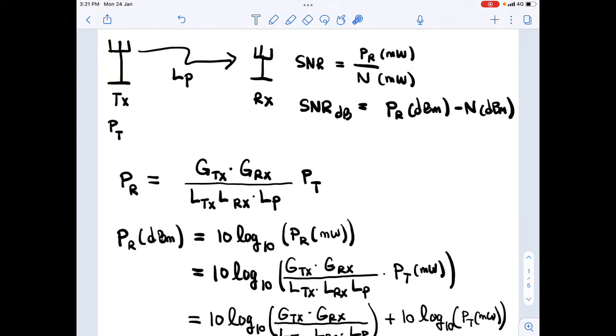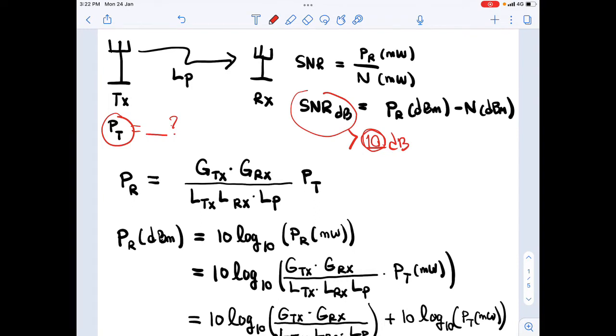Now at the receiver, the signal to noise ratio has to be bigger than a certain number so that the receiver will be able to detect the message from the signal. With this requirement, we can go back and analyze how much transmit power we need in order for the signal to noise ratio to be bigger than a certain dB. For example, it could be 10 dB. And the question is, what should the transmit power be?